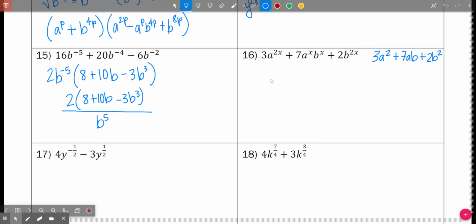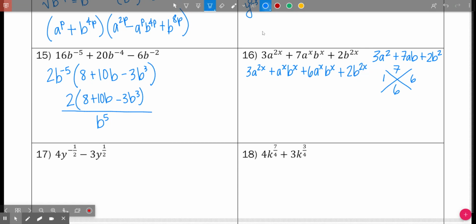So I'm still going to look for two terms that multiply to give me 6 and add to give me 7. I'm going to use 1 and 6. Larger number has the sign as that on top. If it's positive on the bottom, they have to have the same sign. So this is 3a to the 2x plus a to the x, b to the x, plus 6a to the x, b to the x, plus 2b to the 2x.